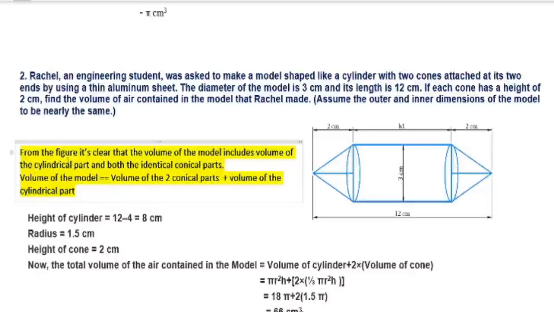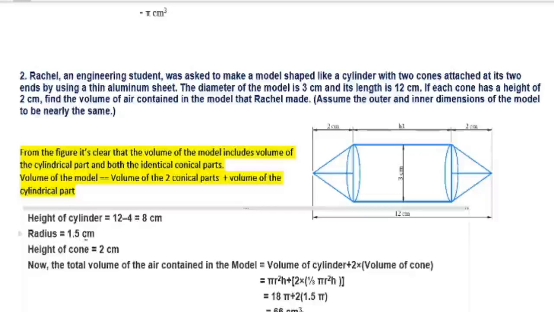So first we can write from the figure. It is clear that the volume of the model includes the volume of the cylindrical part and both the identical conical parts. So we can write volume of the model equal to volume of the two conical parts plus volume of the cylindrical part. Now the height of the cylinder is 12 minus 4. 4 is the height of these two cones. One cone's height is 2 cm and the second cone's height is 2 cm. So 2 plus 2 is 4. So the height of the cylinder, 12 minus 4, is 8 cm.